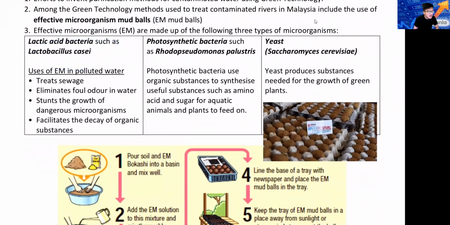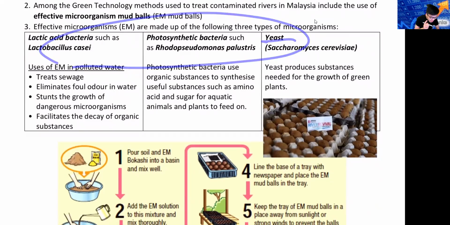And then there's something called Rhodopseudomonas palustris. Should you memorize all this? No. This EM ball did not even come out for SPM this year. And of course yeast. So what are these things doing there? Our most important bacteria will be this. They treat the sewage. They eliminate foul odor, that means they get rid of the bad gases.